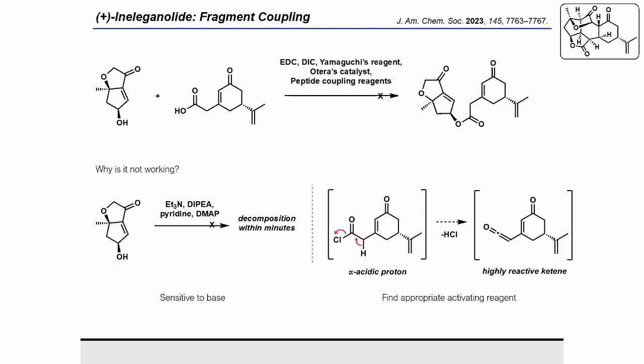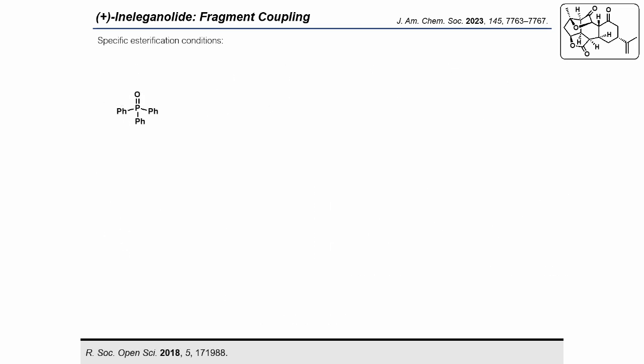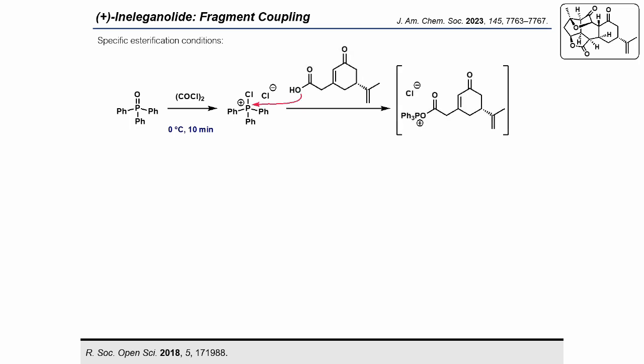We asked ourselves if we could overcome this with a very fast reaction time to avoid the usual esterification conditions that stir for up to an hour in the presence of amine bases, and avoid a long lifetime of the activated carboxylic acid intermediate that seems to be unstable. After tedious experimentation, this led to the design of very specific conditions. Starting with triphenylphosphine oxide, we can activate to the phosphonium salt at 0 degrees using oxalyl chloride. Adding our carboxylic acid, we generate our activated intermediate as the triphenylphosphonium salt.